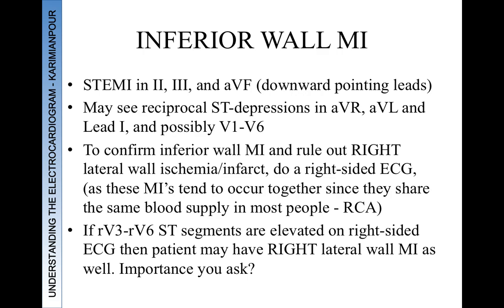A quick word on inferior wall MI. So inferior wall MI, obviously 2, 3, AVF, downward pointing leads will have ST elevations. You may see the reciprocal ST depressions, as I mentioned, in V1 through 6, AVR, AVL, limb lead 1. These are all pointing away from the inferior leads. And so whenever you have a patient who has a suspected inferior wall MI, you should do a right-sided ECG, where you take the precordial leads from the left side of the chest and you put them on the right side of the chest.